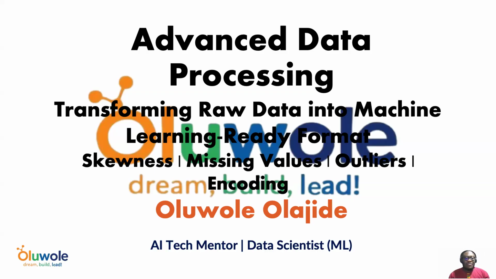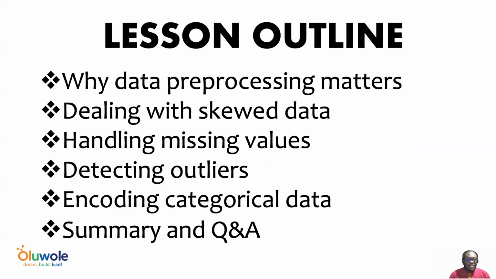This evening we'll be looking at advanced data processing, transforming raw data into machine learning ready format. Today we'll be looking at skewness, missing values, outliers, and then encoding. Why data processing matters, how to deal with skewed data, how to undo missing values, how to detect outliers, how to undo those outliers also, and how to encode your categorical data.